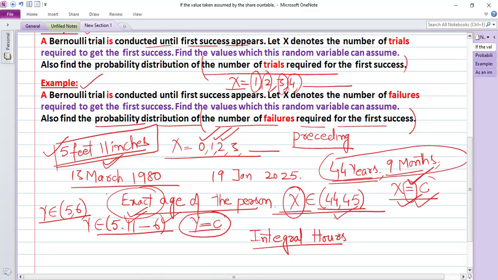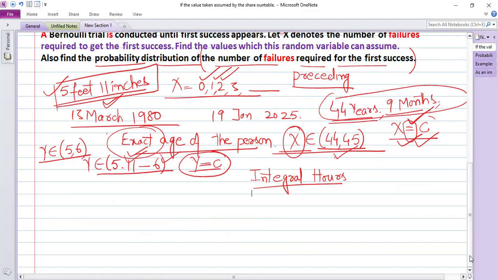Actually, this behavior, which is basically discrete behavior and continuous behavior, is possessed not only by random variables. It is possessed by almost every measurable physical quantity in this universe. These two types of behaviors, discrete nature and continuous nature, are exhibited by almost every measurable physical quantity in this universe.